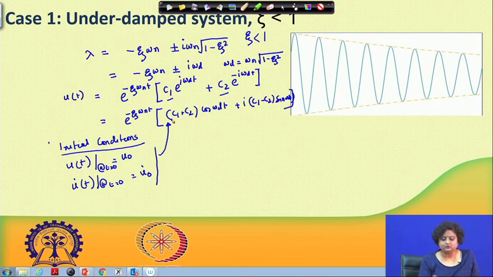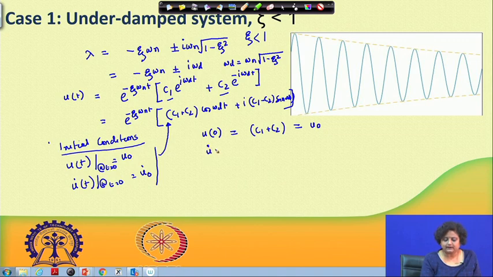So, let us try to do this. Let us see what u0 is. u0 is going to be only C1 plus C2, and that is equal to u0. And then what is u dot 0?